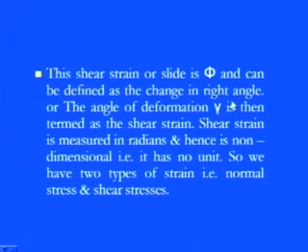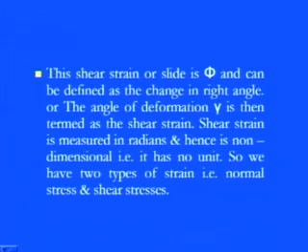Whatever the change is in the right angle, earlier the right angle was this shape, and the base is now changing like that. The angle of deformation gamma is termed the shear strain, and it is measured in radians, as I told you. Hence it is a non-dimensional parameter, because the change of angle is divided by the original right angle. A non-dimensional parameter has no unit, because the units cancel out from denominator to numerator.